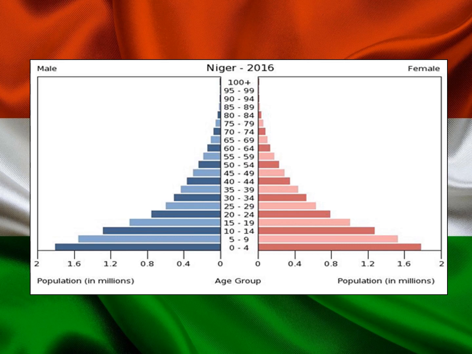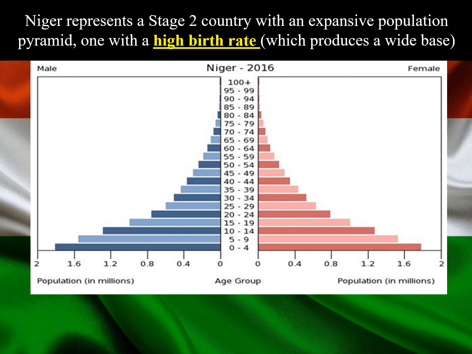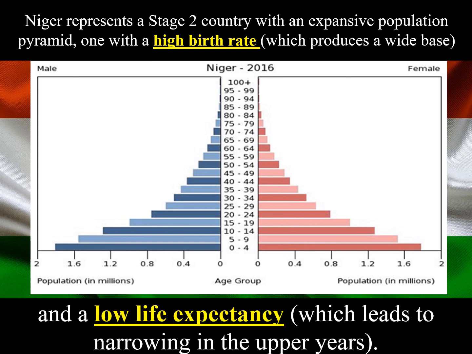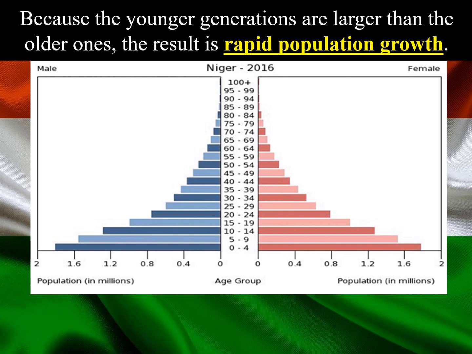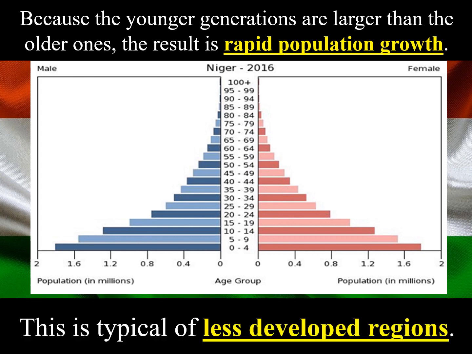So we see more and more children, and that's reflected in this population pyramid. Each generation is getting significantly larger than the last, and their population is growing very rapidly because of it. So Niger represents a stage 2 country with an expansive population pyramid, one with a very high birth rate, which is what produces that wide base, and a low life expectancy, which leads to the narrowing in the upper years. Because the younger generations are larger than the older ones, the result is rapid population growth. This is typical of less developed regions and countries.